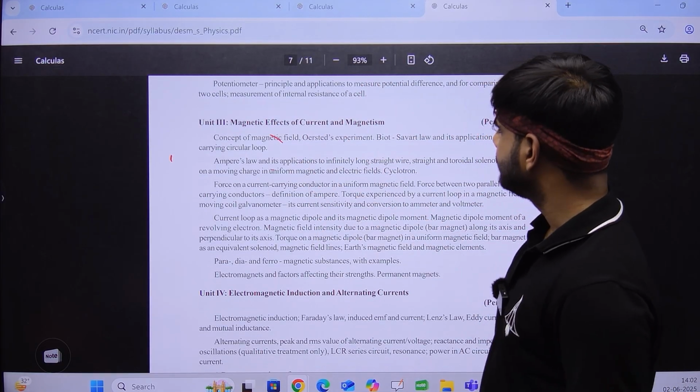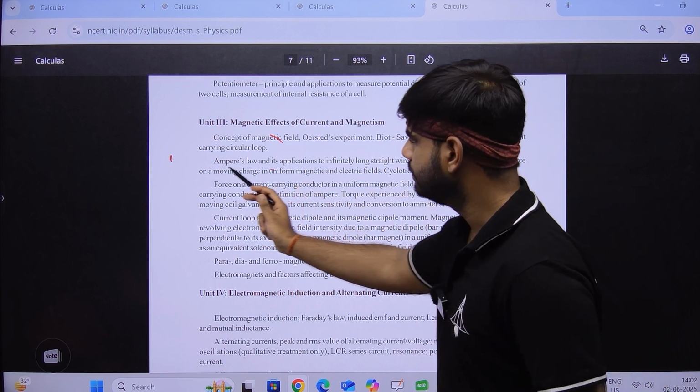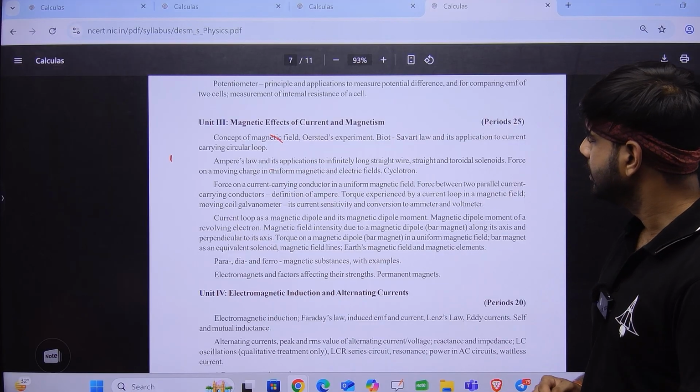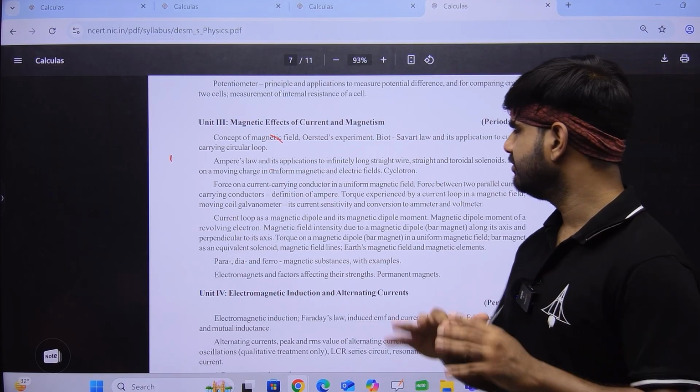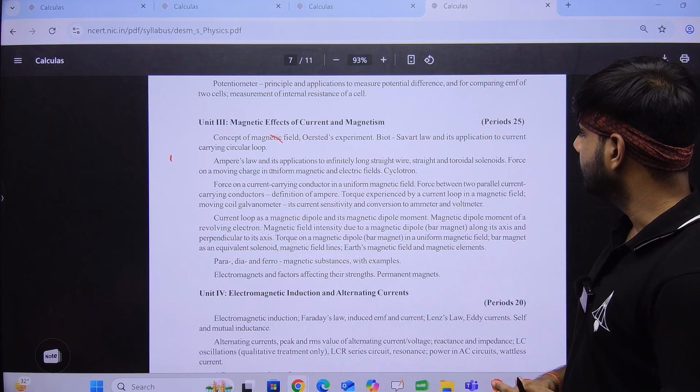So magnetic effects, in short, magnetism is important as well. One question from this section can definitely be asked. Okay, so force, torque, due to a current carrying conductor, different sorts of systems. Okay, magnetic field. Okay, so that can be definitely asked.